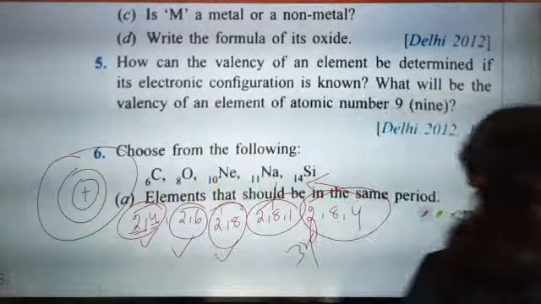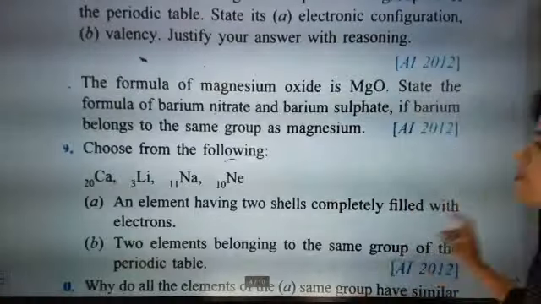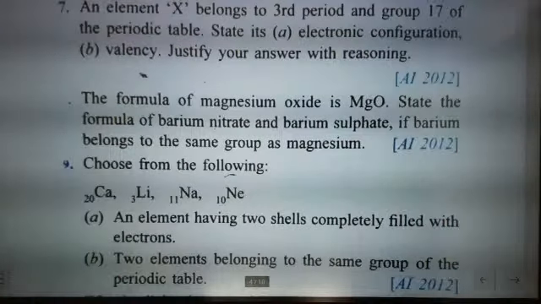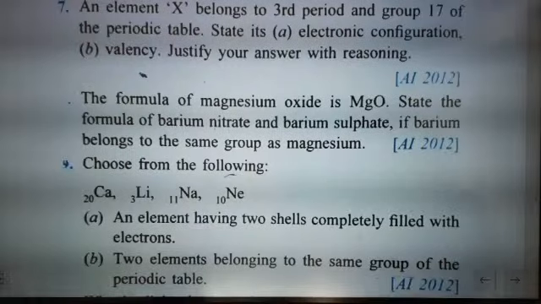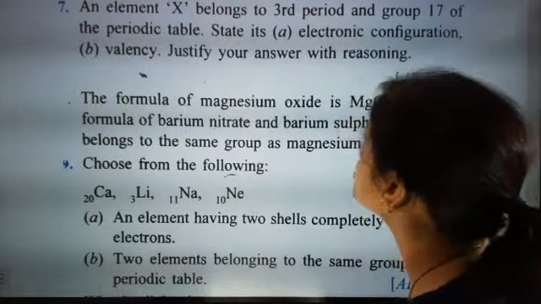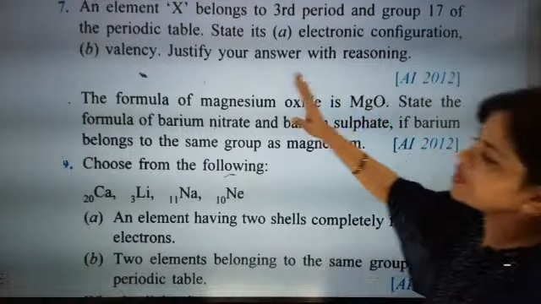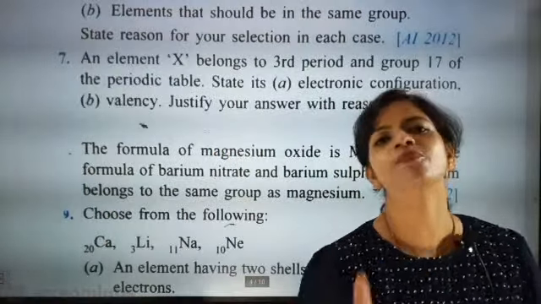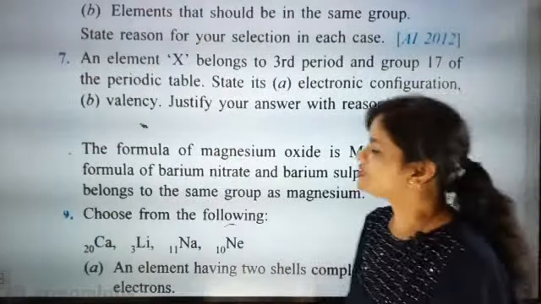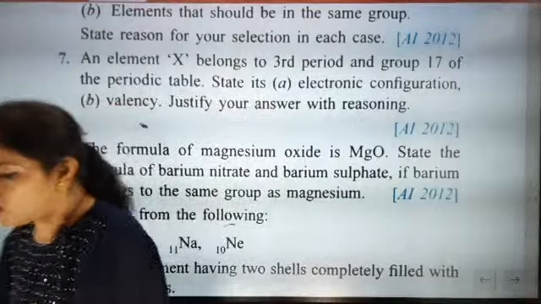These are the most basic things you have to learn, so I'm picking only the simplest questions right now. The formula of magnesium oxide is MgO. State the formula of barium nitrate and barium sulfate if barium belongs to the same group as magnesium. Story over. You will be able to attempt this question if you have the information about it. Otherwise you will just be thinking in the examination hall what to answer.